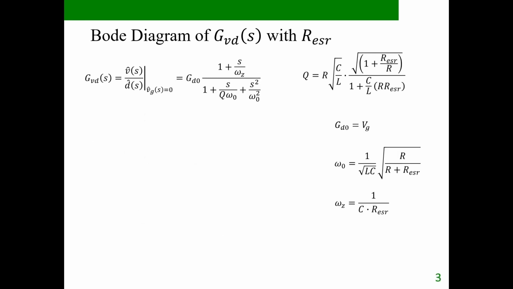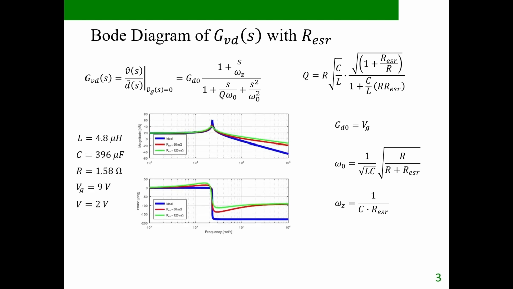Here at the top you can see the final form of the control to output transfer function GVD of s with included ESR of the output capacitor. And below it the Bode diagram computed using the real hardware values already shown on the previous slide. You can immediately see the familiar structure of the buck converter power stage. Unlike the inductor DCR case, a capacitor ESR does not affect the DC gain. The quality factor depends on the total series resistance, including RESR. Increasing ESR reduces the Q factor and the resonance peak becomes less sharp.